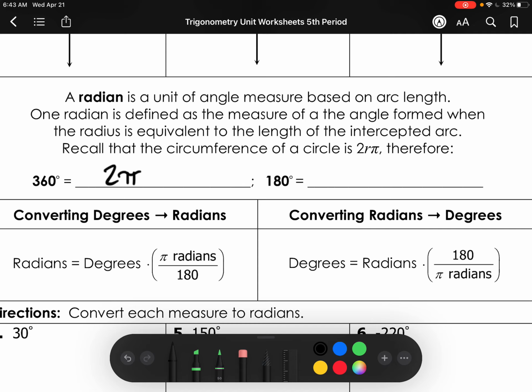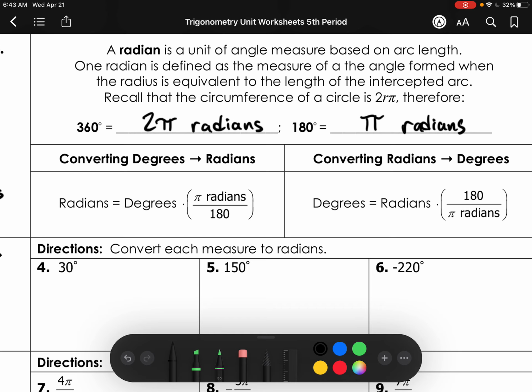All right, and then a 180 degree angle, well, that's half of a 360 degree angle, right? So it'd be half of this. Half of 2 pi is just 1 pi. So a 180 degree angle would be the same as pi radians. This is 2 pi radians.